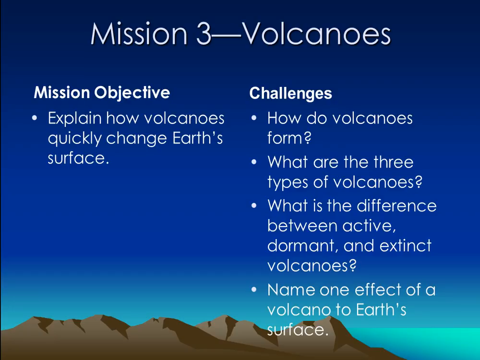Our challenge questions are: how do volcanoes form? So what causes us to be able to see volcanoes on Earth's surface? What are the 3 types of volcanoes? So the names of those different types of volcanoes. What is the difference between active, dormant, and extinct volcanoes? And name one effect of a volcano to Earth's surface. So one thing that happens on Earth's surface because of a volcano.